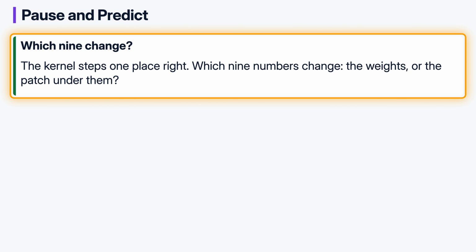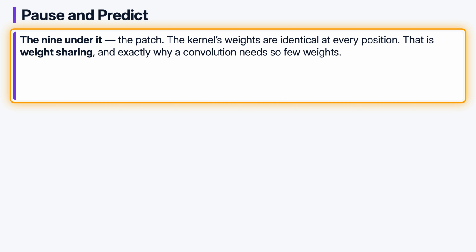Your turn. The window steps 1 place to the right. Which 9 numbers change, the kernel's weights or the patch under them? Pause and work it out. Okay, here it is. The 9 under it, the patch. The kernel's weights are identical at every position. That is weight sharing, and exactly why a convolution needs so few weights.